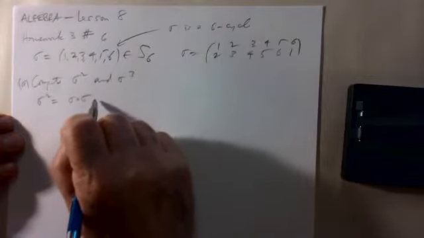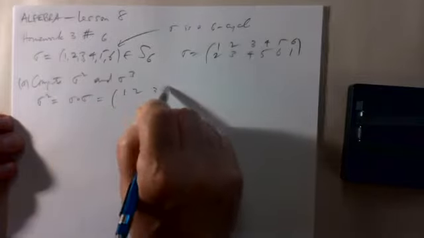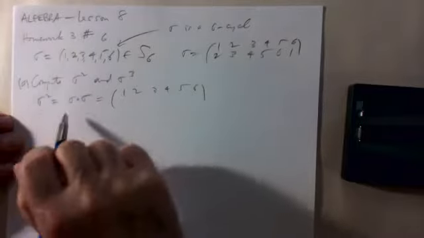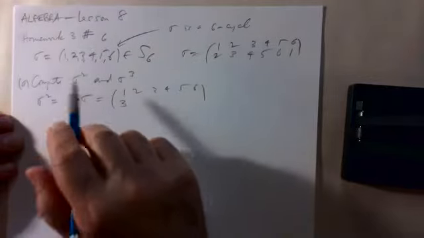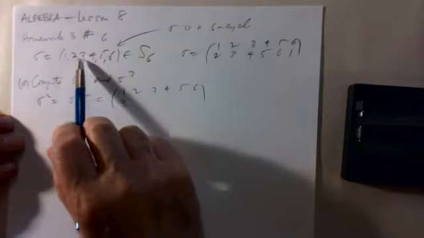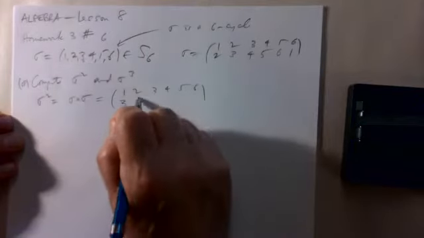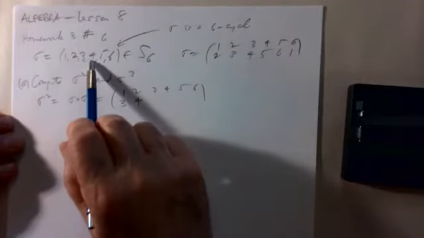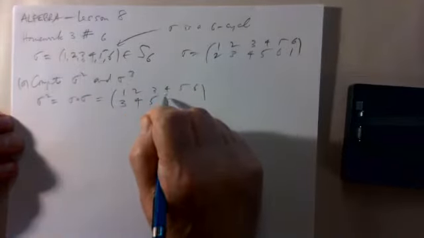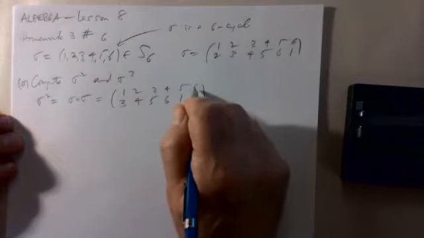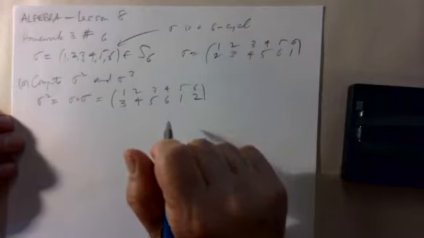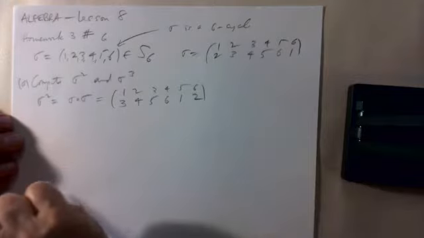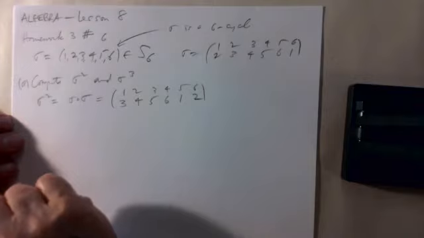Let me just write it in standard form, 1, 2, 3, 4, 5, 6. Sigma sends 1 to 2, and then sigma sends 2 to 3, so 1 ends up at 3. Sigma sends 2 to 3, and then 3 to 4, so 2 ends up at 4. 3 goes to 4 and then 5. 4 goes to 5 goes to 6. 5 goes to 6 goes to 1. 6 goes to 1 goes to 2. So sigma squared is this permutation in standard form. Any questions about this?